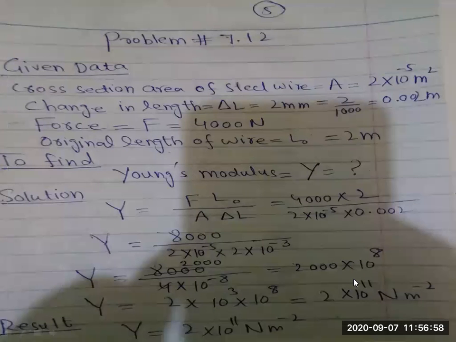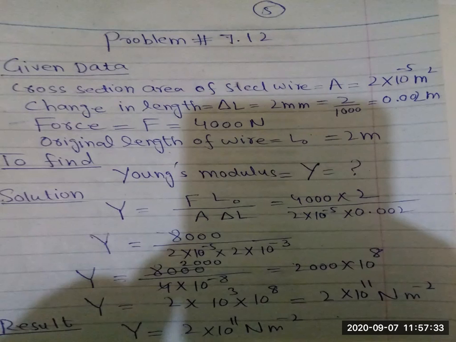Now I'm moving towards problem 7.12, which is the last numerical of this chapter. First of all, I read the statement of this numerical 7.12. A steel wire of cross-sectional area 2 multiply 10 raised to the power minus 5 meters square is stretched through 2 millimeter by a force of 4,000 Newton. Find the Young's modulus of the wire. The length of the wire is 2 meters.